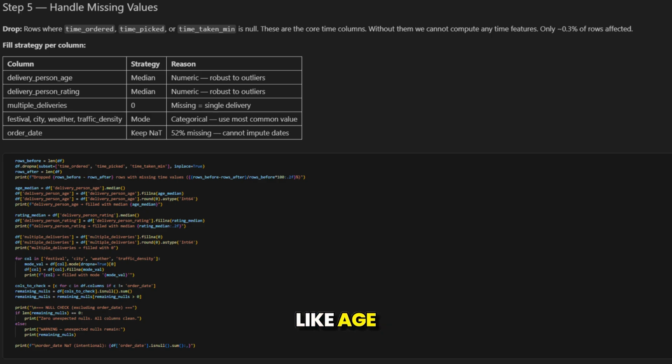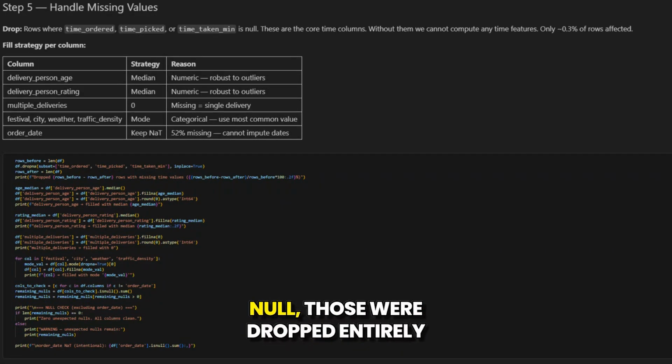Numeric columns like age and rating were filled using median values. Categorical columns like weather and traffic density were filled using the mode. Rows where the core time columns were null, those were dropped entirely, since without timestamps there's nothing useful to analyze.